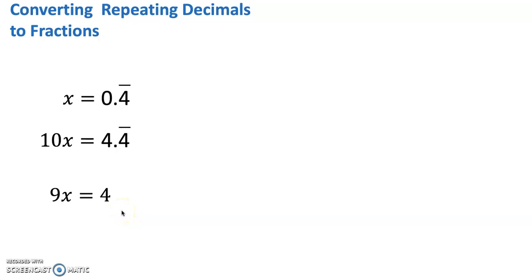Now, to solve that equation, I'm going to divide both sides by 9. x equals 4 over 9. Nice and straightforward.